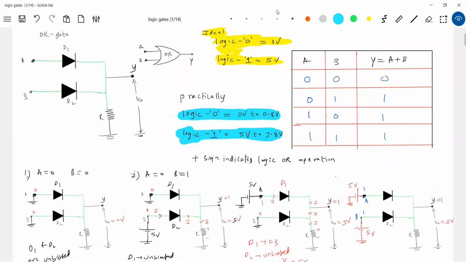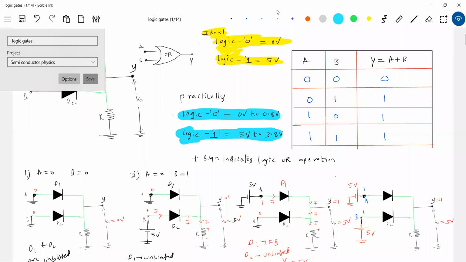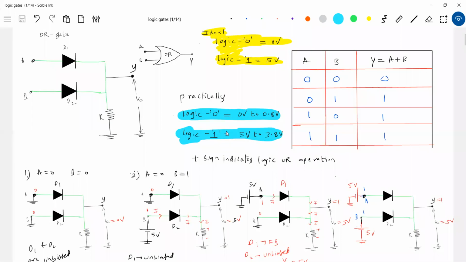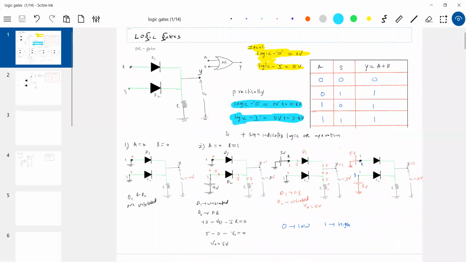When both the inputs are low, output will be low. Any one input or both the inputs are high, output will be high. So this is the logic I brought. How do I implement it? By using diode. Okay, this is what we discussed here. So what is the logic OR operation?